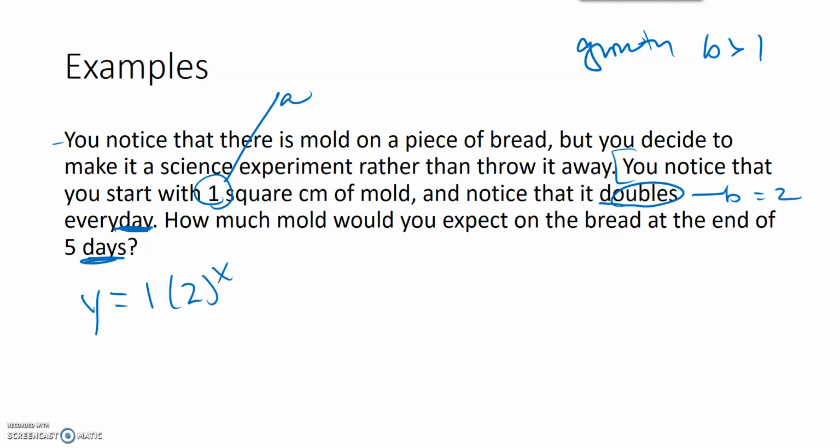Our time periods match. So this is really type 1. I don't have to do the extra step of figuring out the time periods. I just get to plug in a 5. Okay? I'm going to put it in my calculator. 1 times 2 to the 5th. And that is really 32.